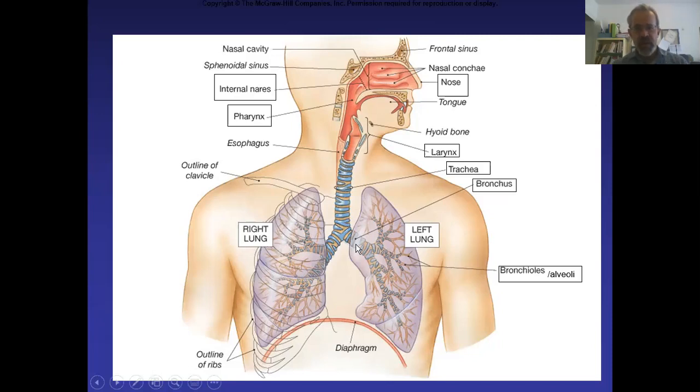then branches out into the bronchi, and eventually into these much smaller structures called bronchioles, and then finally into the alveoli. And it's the alveoli where true gas exchange is going to occur, where the oxygen is going to be diffusing into the blood, and where CO2 is going to be diffusing from the blood back into the alveoli.